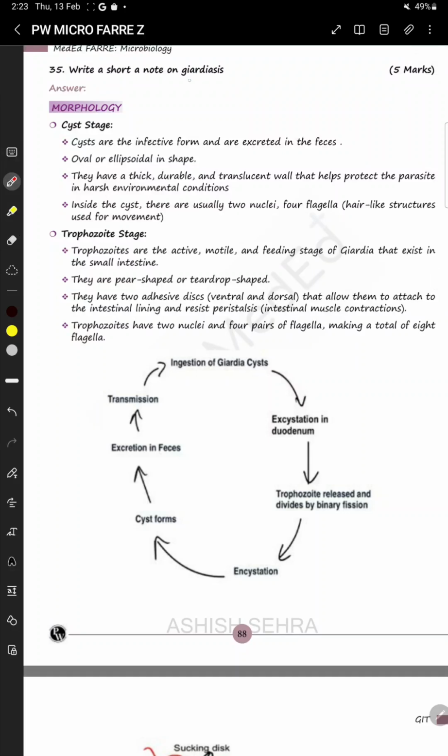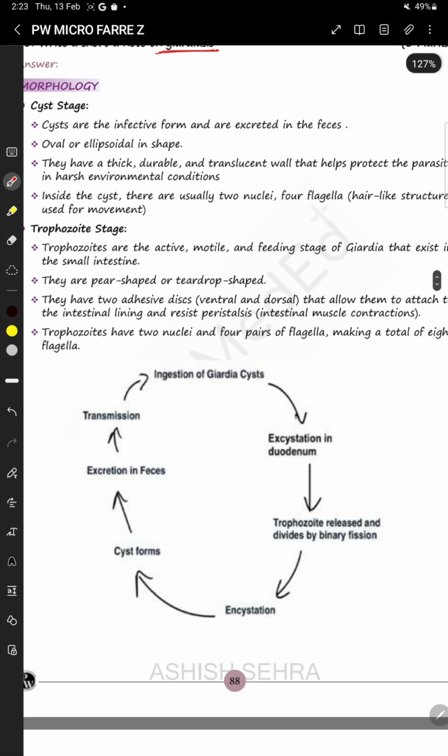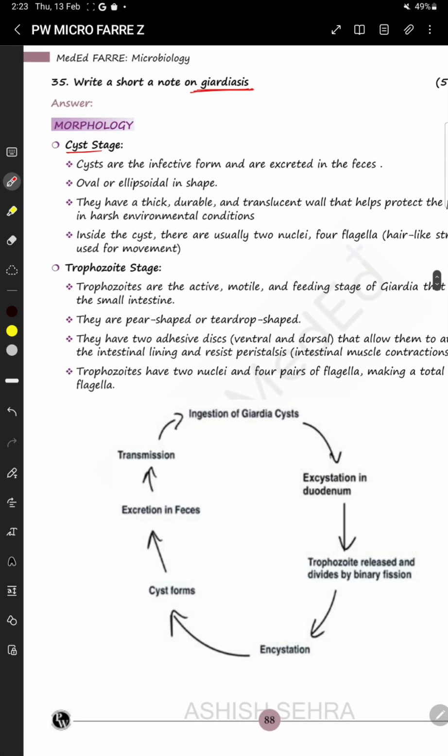Write a short note on Giardiasis. Morphology. Cyst stage of Giardia.